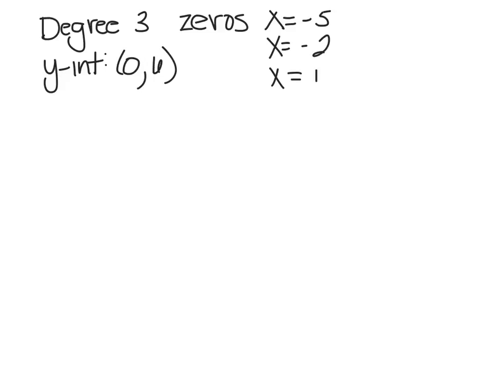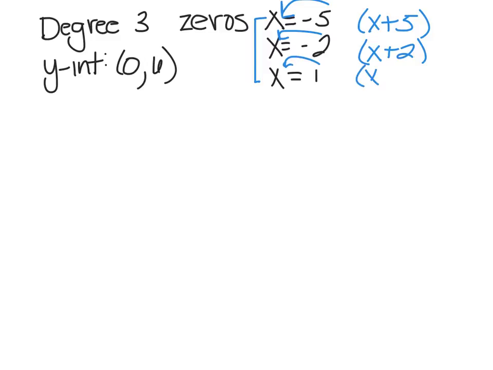We're going to write an equation given the information. So what I have right now are zeros or x-intercepts, but I need factors, which means I need to move this over there by adding 5. So x plus 5 would be a factor. By adding 2, so x plus 2 would be a factor. And by subtracting 1, so x minus 1 would be a factor.